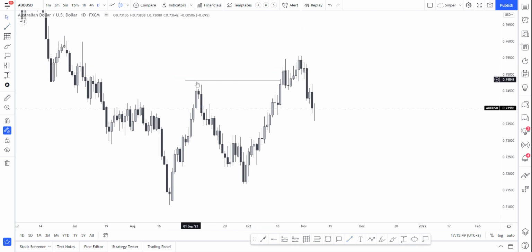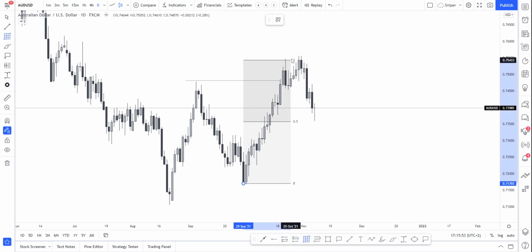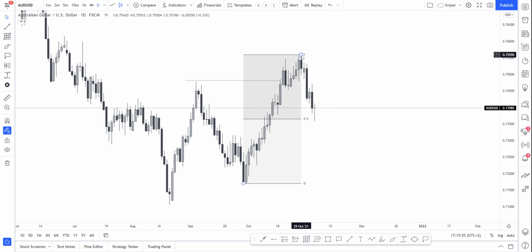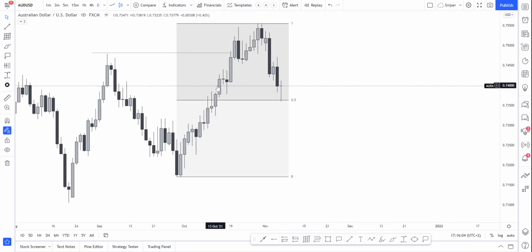So we had a break in the major structure over there. So then I can place this tool on, and we can see that we just tapped the discounted area on this leg towards the upside on the daily. And to be honest, I don't know what we reacted off of here. So for me and my trading plan, it doesn't make any sense.